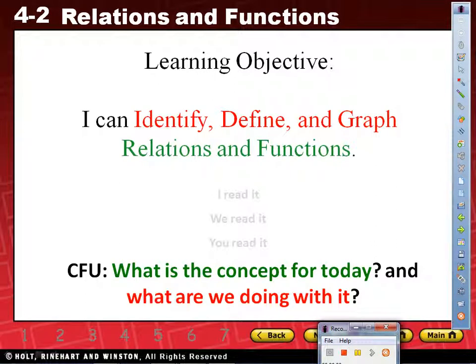All right, here we go. Our objective for today: I can identify, define, and graph relations and functions. Let's read it together. 1, 2, 3. I can identify, define, and graph relations and functions.